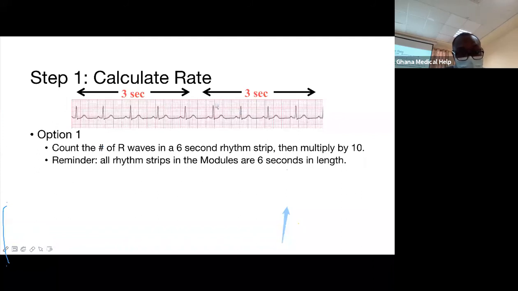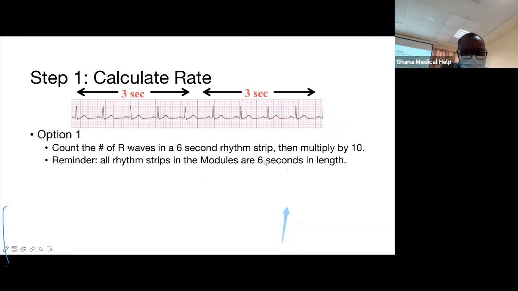The reason is that if you look, there are some tiny ones here and tiny ones there. Last option, if you want to be more specific, you want to calculate the number of very tiny boxes inside between this and that, and divide 1,500 by those tiny boxes. You'll get the heart rate.